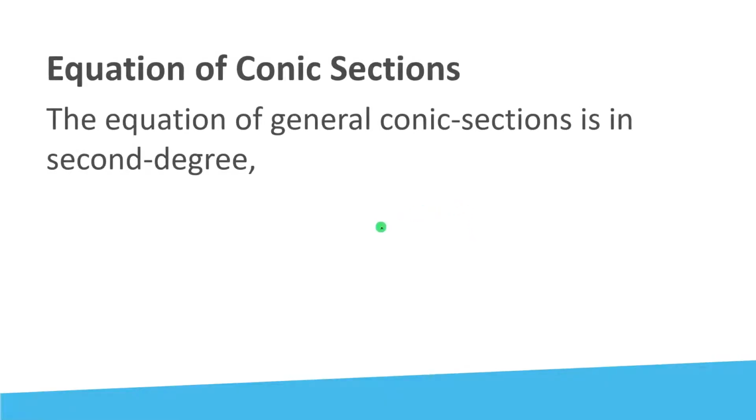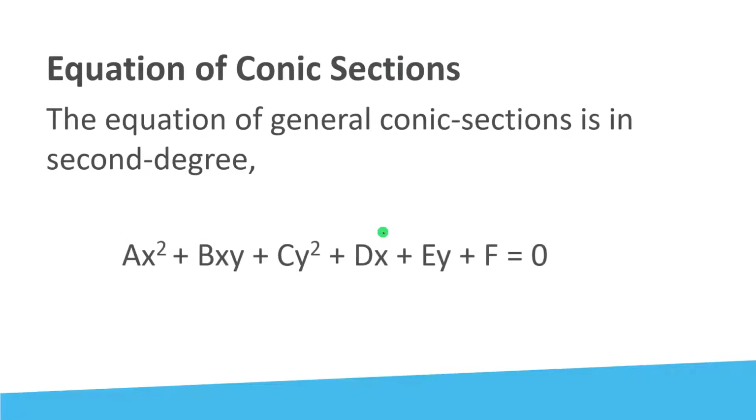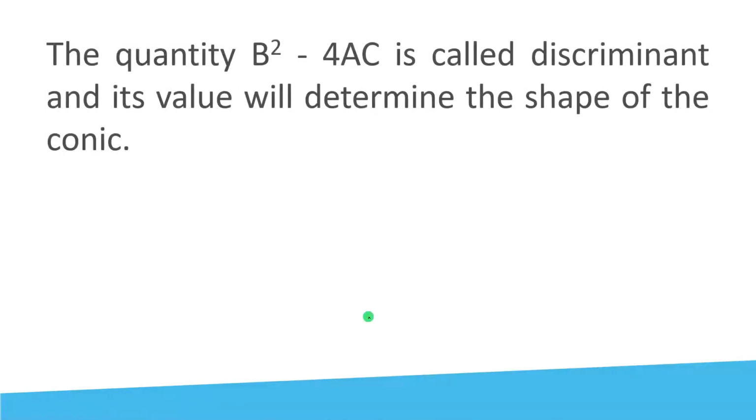So the equation of a conic section is always in second degree, where we have the general equation ax squared plus bxy plus cy squared plus dx plus ey plus f equals 0. To identify what type of conic section it is from the general equation, we will use the discriminant, the formula b squared minus 4ac, for us to know what type of conic it is.